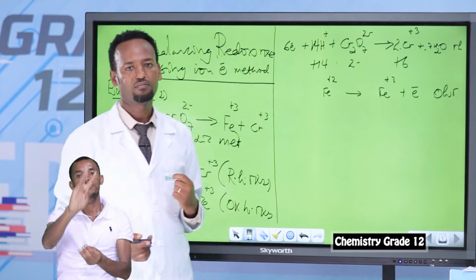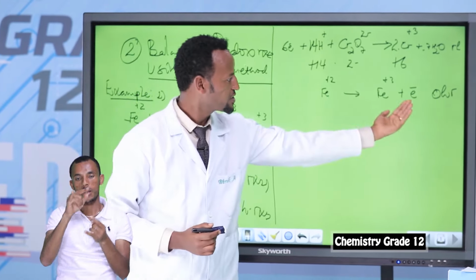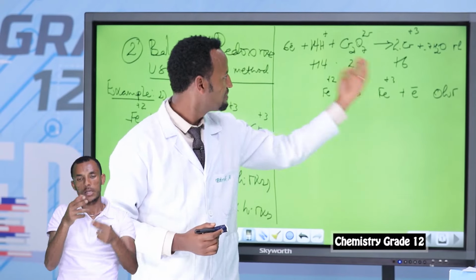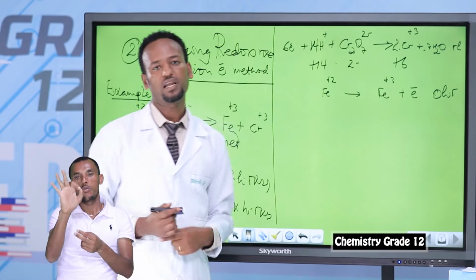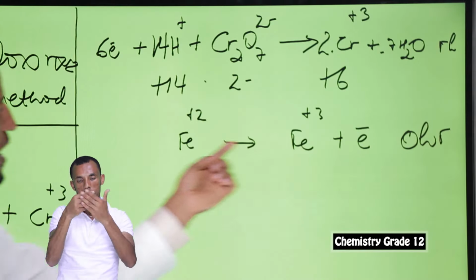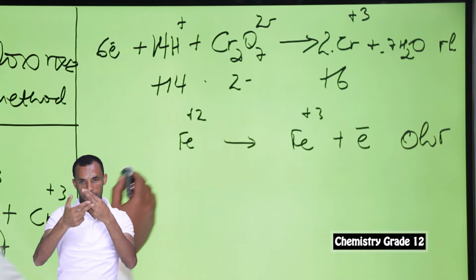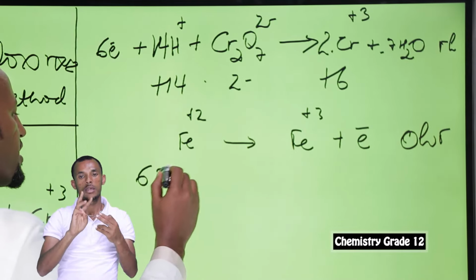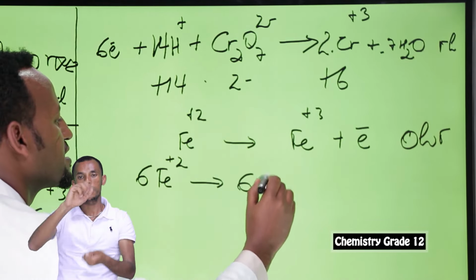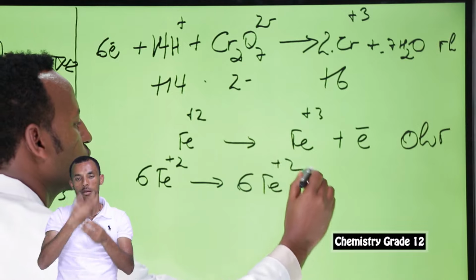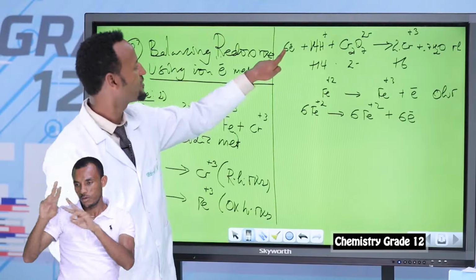Then the oxidation half reaction must be multiplied by 6. Using the mathematical multiple method, the oxidation half reaction is multiplied by 6, but the reduction half reaction is simply multiplied by 1 because of this 1 electron. Therefore, this oxidation half reaction must be multiplied by 6. Then 6 iron plus 2 converted into 6 iron plus 3 plus 6 electrons. Look, students, the number of electrons is equal.